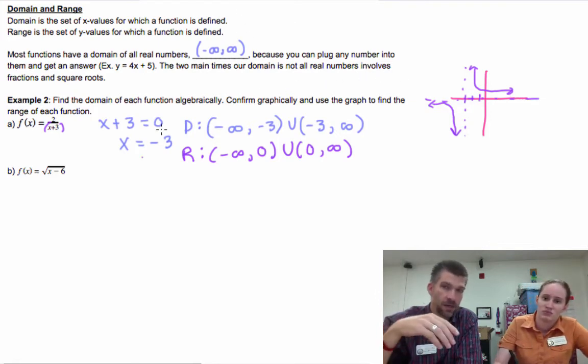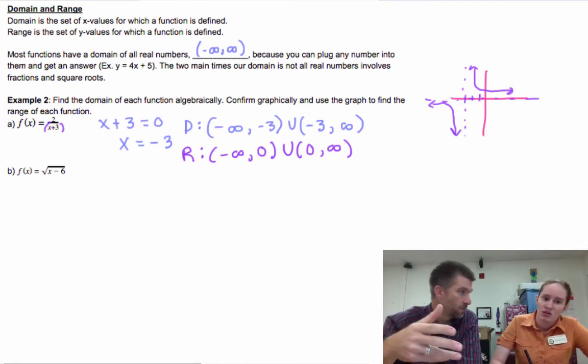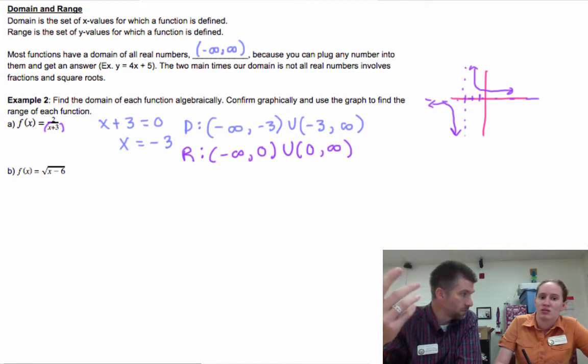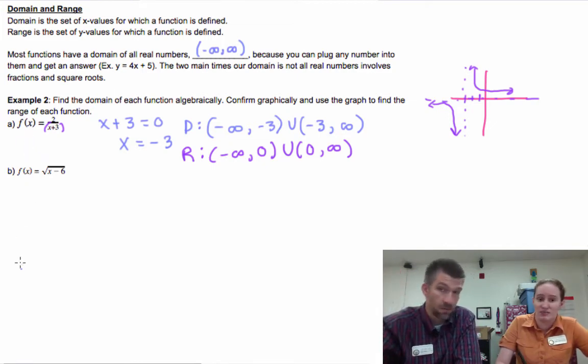In fact, think about a large number that you could put in for x on that problem, like 700. It would get really, really close to 0. Really small, but it's not 0.